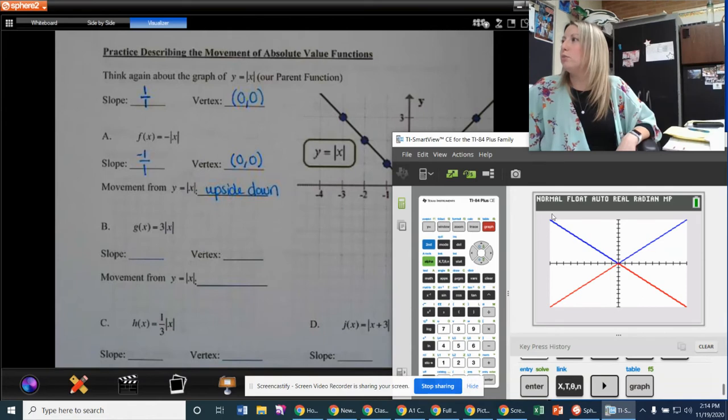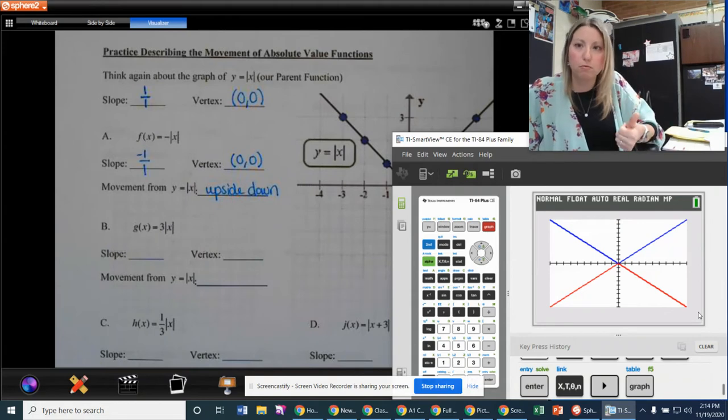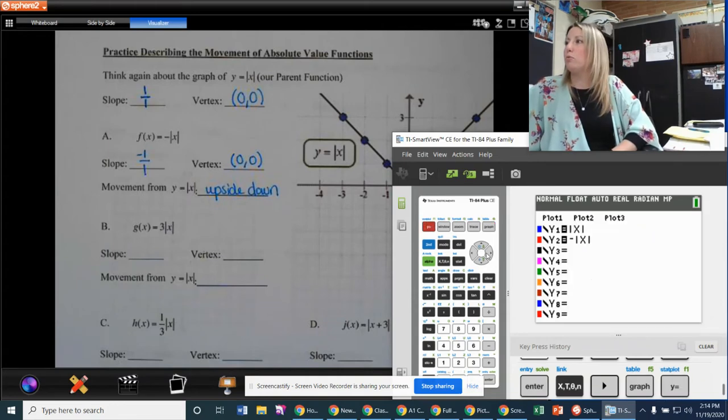There you go. There's the blue original, and there's the red change. Upside down. Same vertex, opposite slope. Okay. I'm going to go back to y equals. I'll get rid of that guy, and we'll start anew.